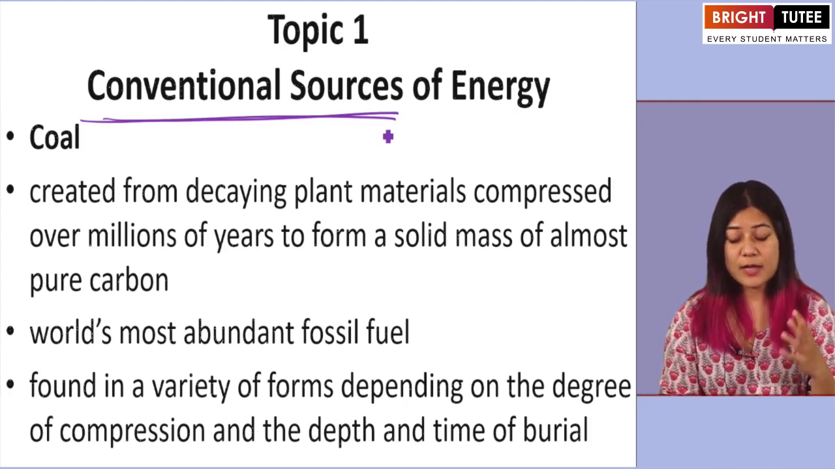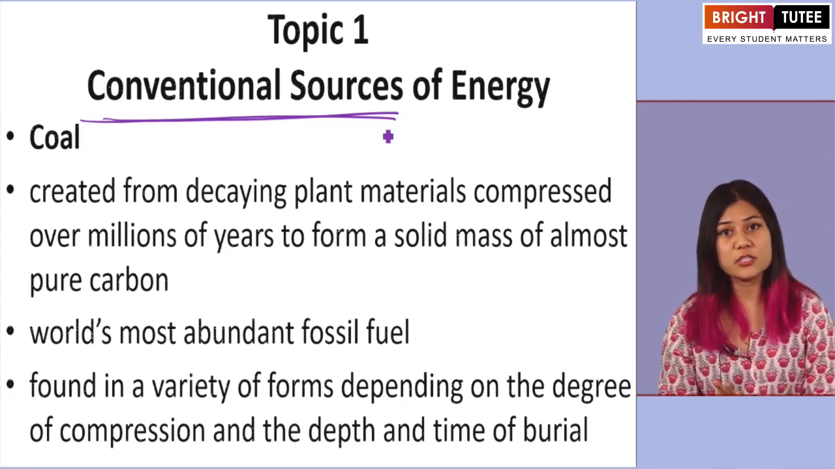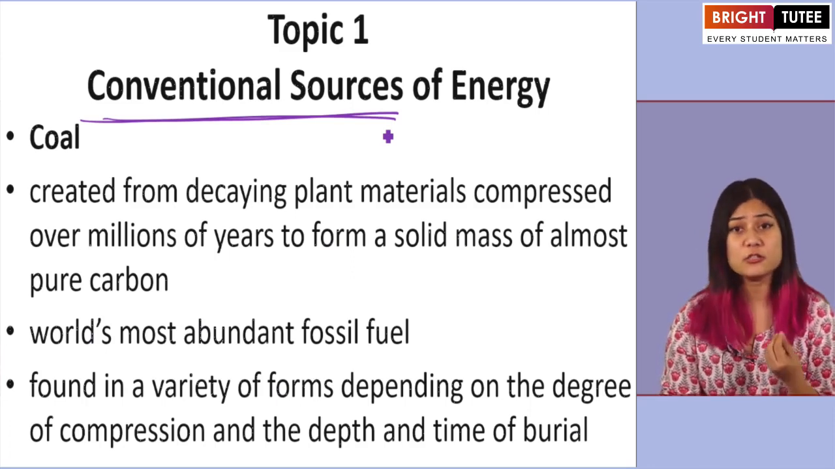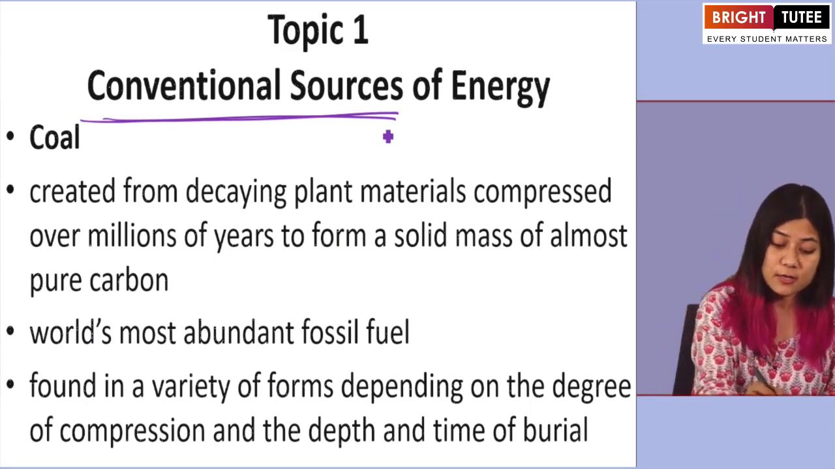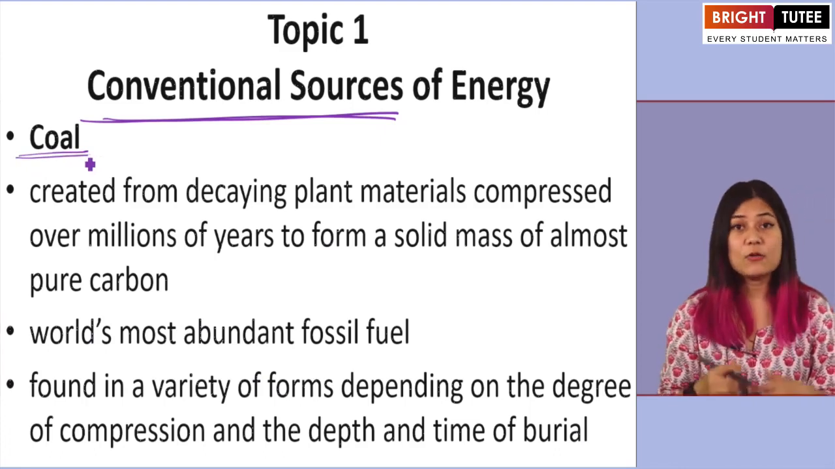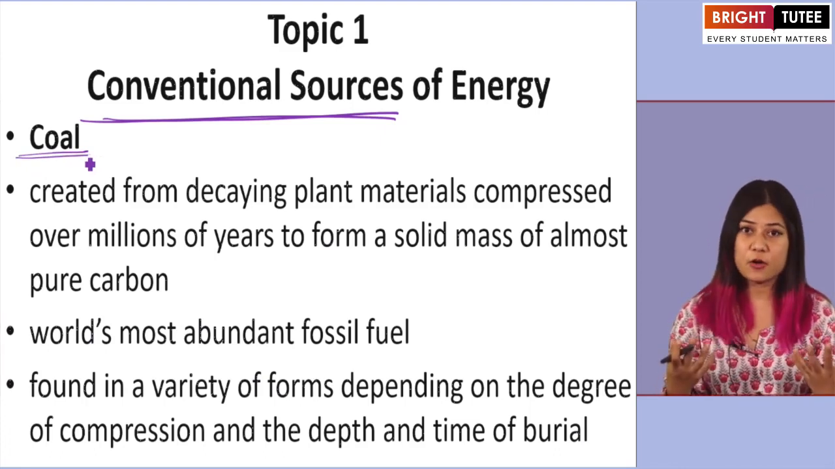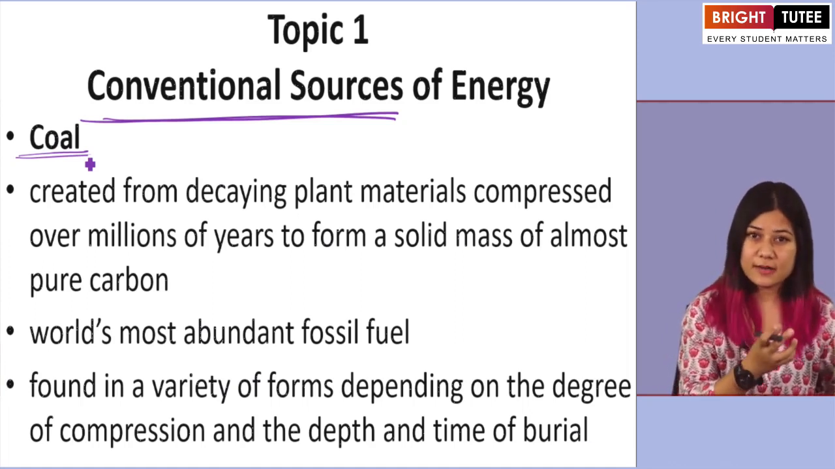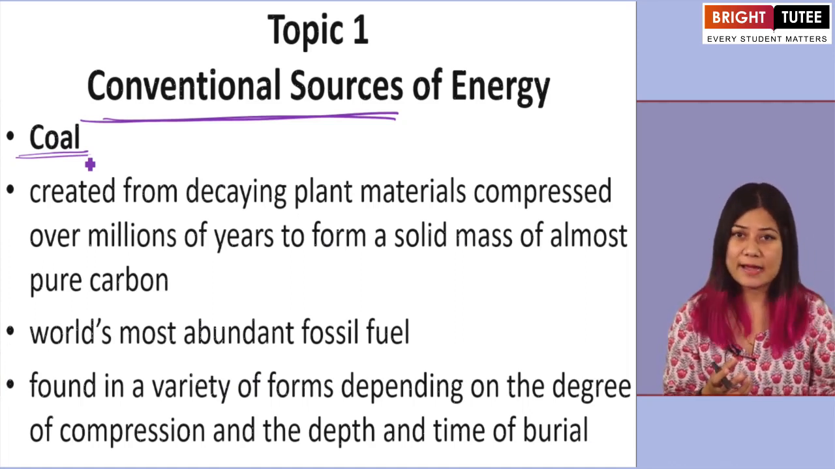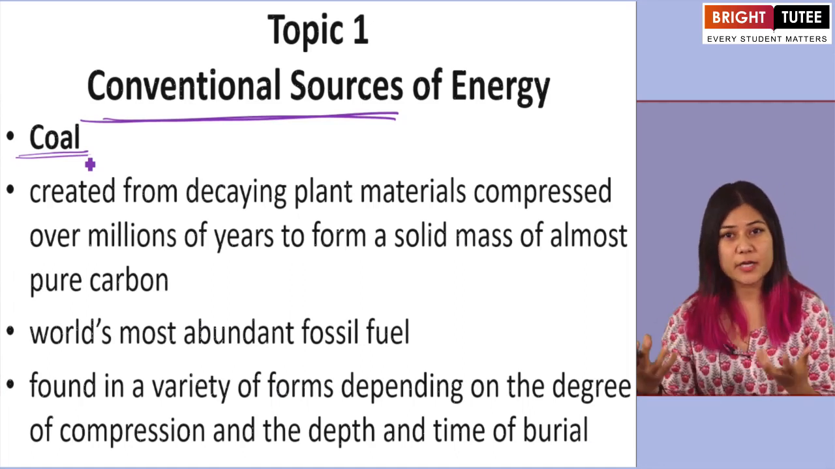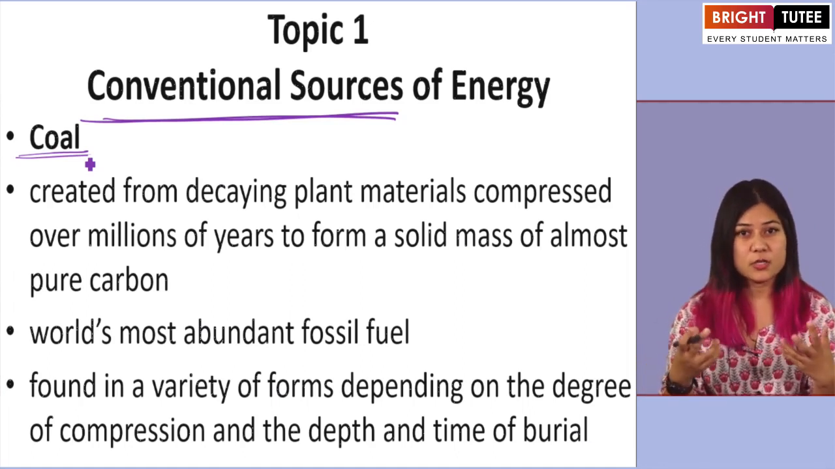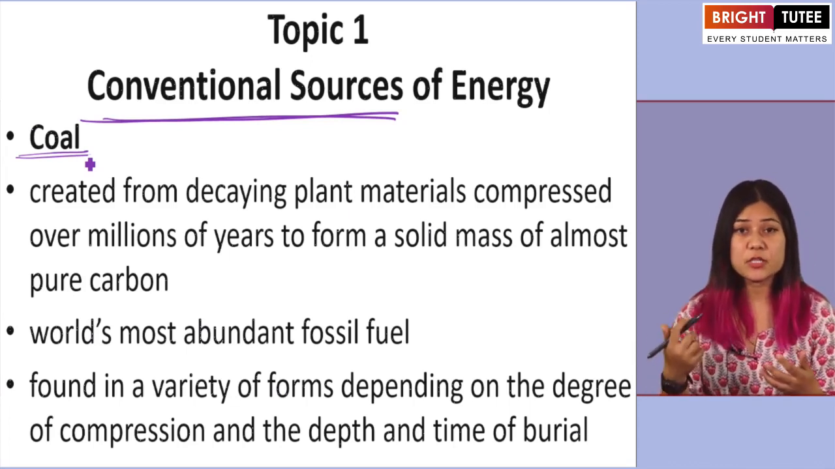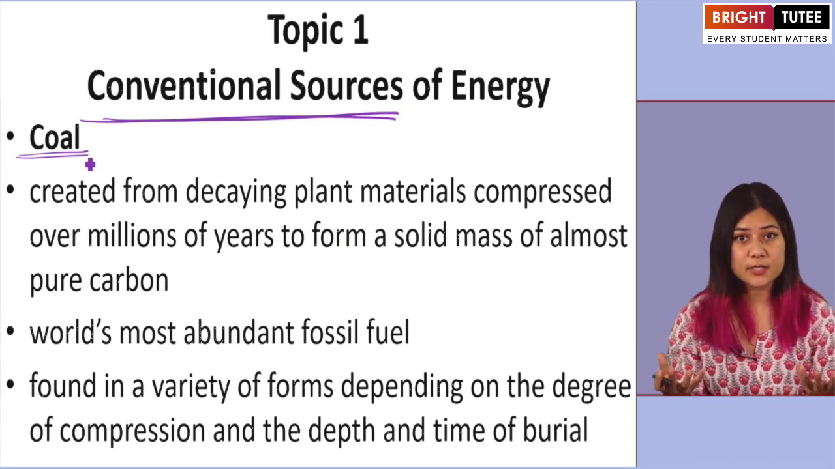So in this topic, as we look at conventional sources, we'll look at some examples of these conventional sources. So first is coal. Now when we say coal, what do you think of? We think of a black, rocky thing, right? Which looks like a rock, is black in color and is used for burning. It looks like coal, or sometimes like a rock, right? And it burns. If you light it, then it burns, right?